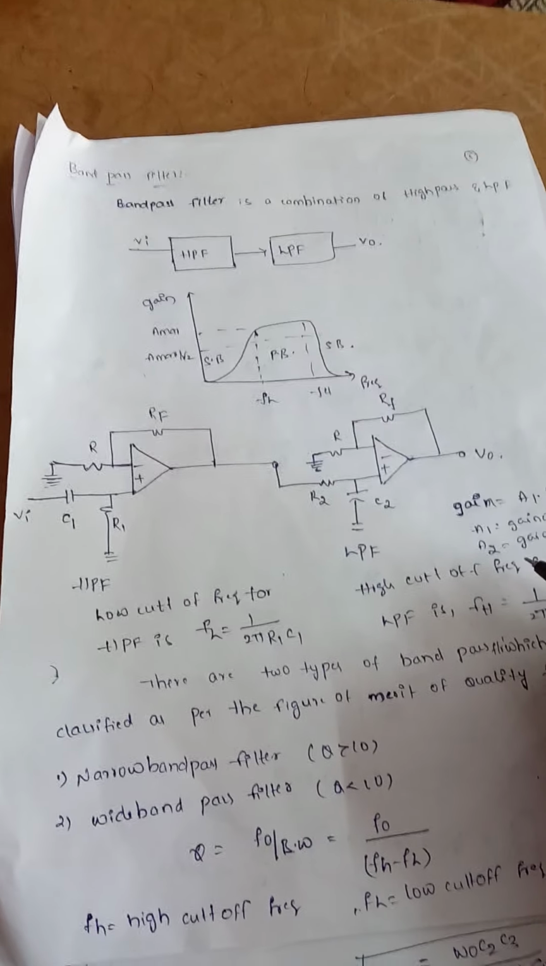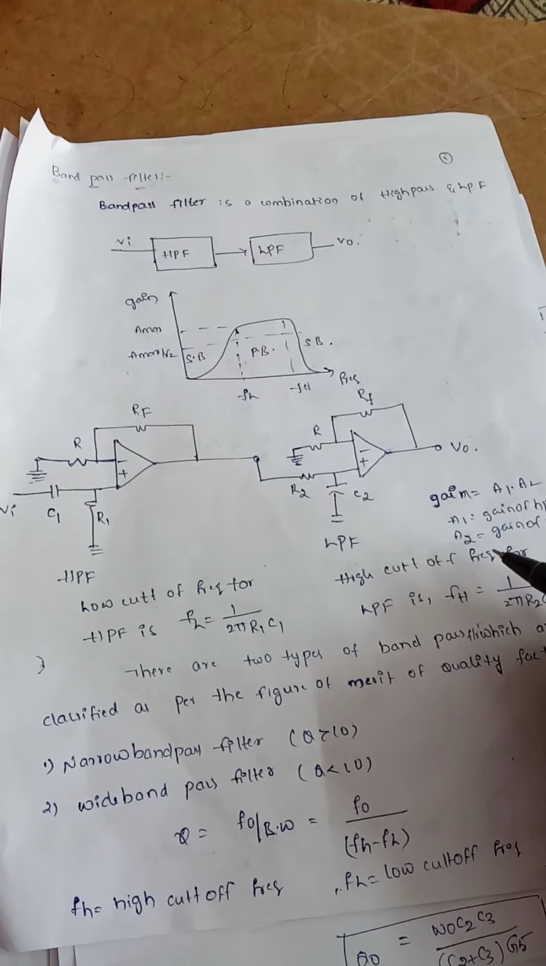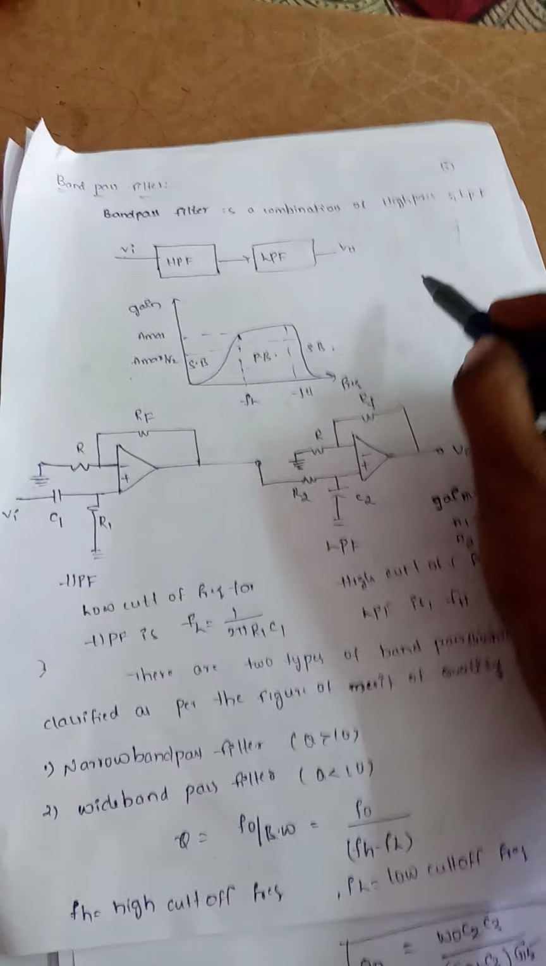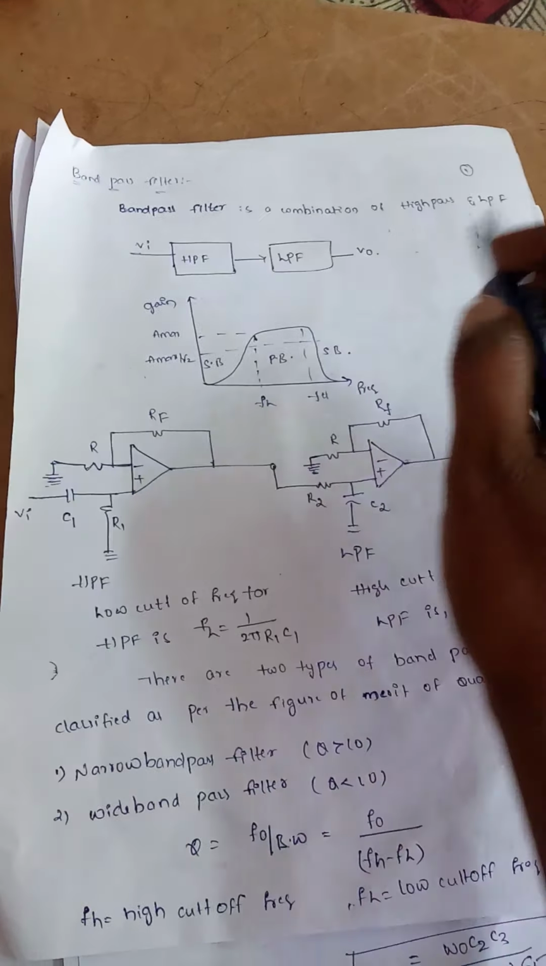Good morning students. Today I am going to explain about the band pass filter. A band pass filter is a combination of a high pass filter and a low pass filter. It allows only a certain band of frequencies between the low cutoff frequency and the high cutoff frequency. Frequencies below the low cutoff frequency are not allowed, and frequencies after the high cutoff frequency are also not allowed.